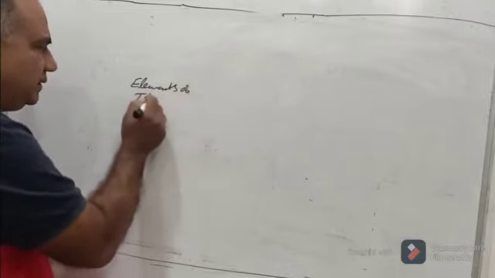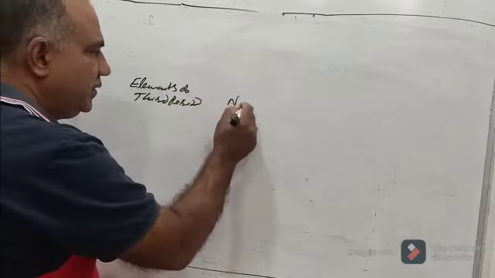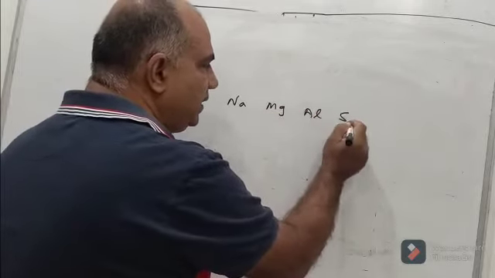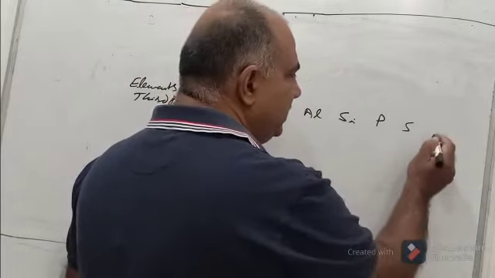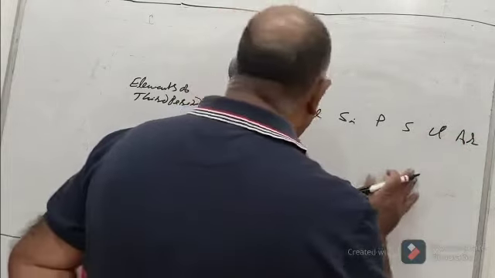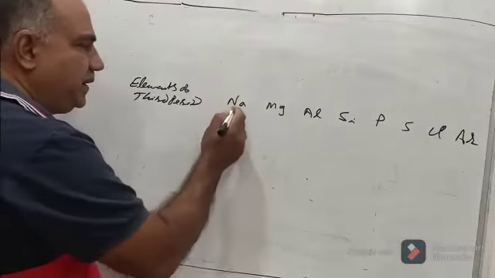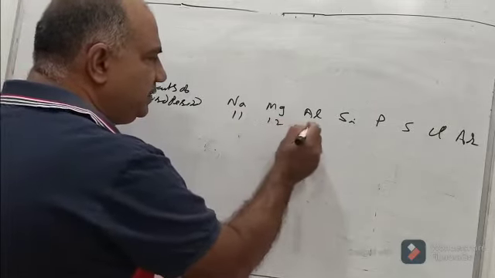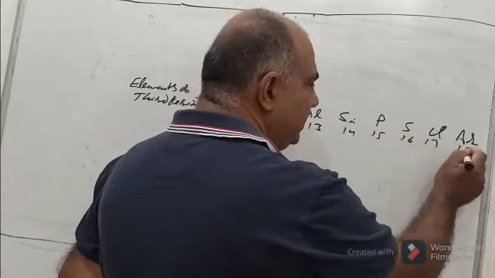Elements of third period, and then there's sodium and magnesium and aluminum and silicon and phosphorus and sulfur and chlorine, and finally we have argon. The atomic number here is 11, it is 11, 12, 13, 14, 15, 16, 17, 18.